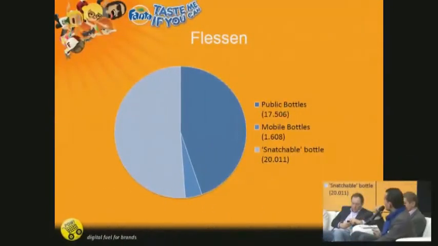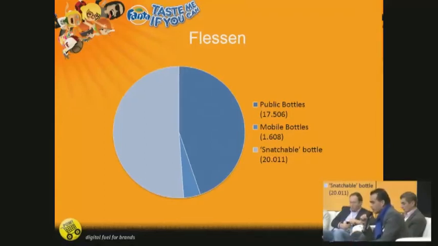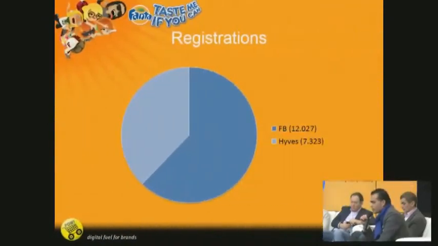The public bottles are the bottles that anyone could grab, online or offline. Mobile bottles were the bottles that could be found offline by using a mobile device. And the snatchable bottles were bottles that you could steal from somebody else. So the registrations on Facebook, we had 12,000 registrations because we use the open APIs. We always use the open APIs and the social plugins for Facebook, for Hyves, and for Twitter.